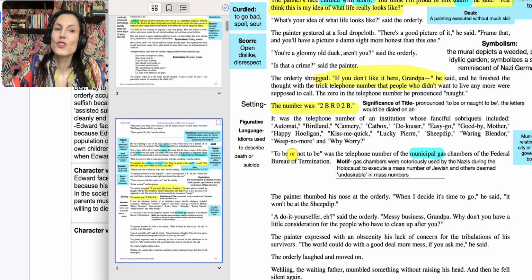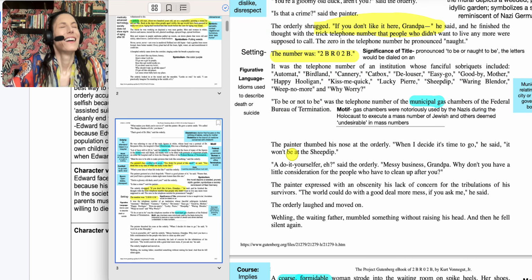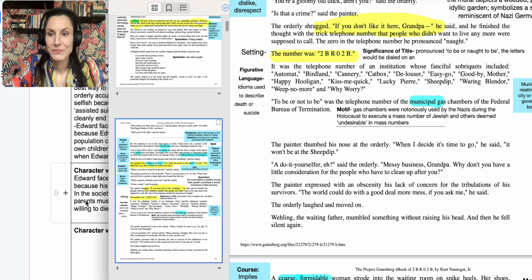If everything was so perfect, then the painter wouldn't be so miserable. I mean, he could be. Obviously, there's always people that are miserable. But for the purpose of the story, Kurt Vonnegut's using the painter to show the reader that things aren't what they seem in our society here.